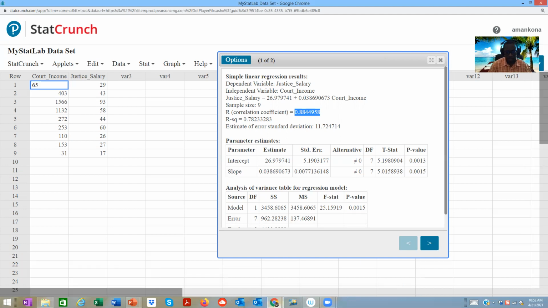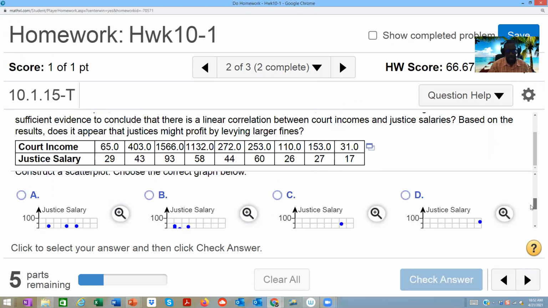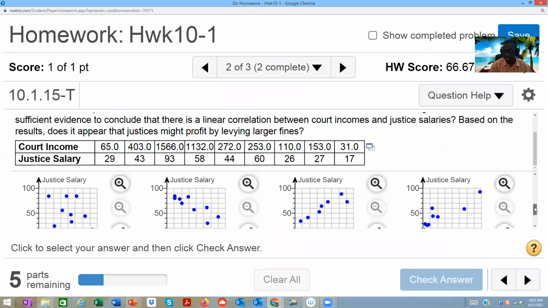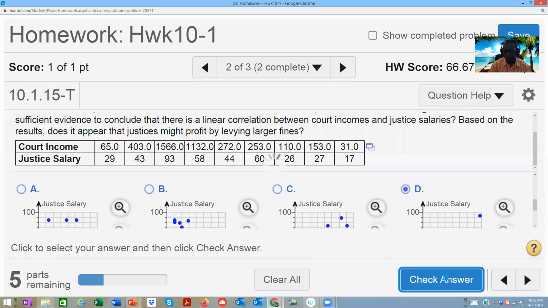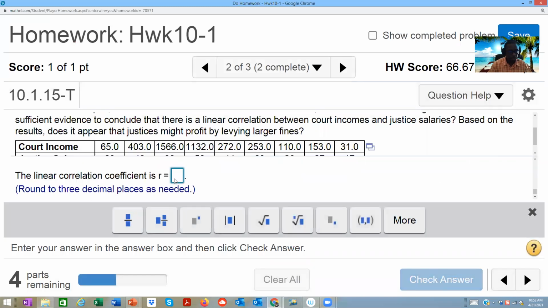Let's go back to the question, making sure that you are seeing that. The scatter plot, as we saw, is going to be D. That's my scatter plot. My correlation coefficient is set to 3 decimal places, so that is 0.885.